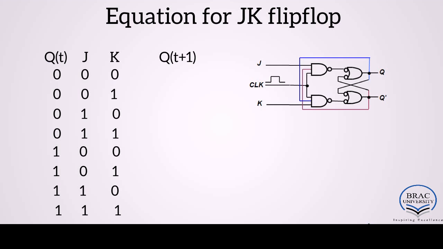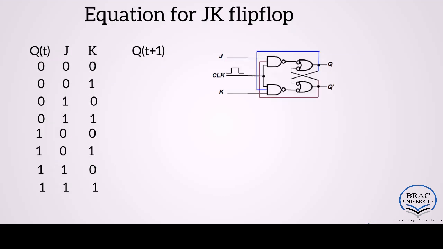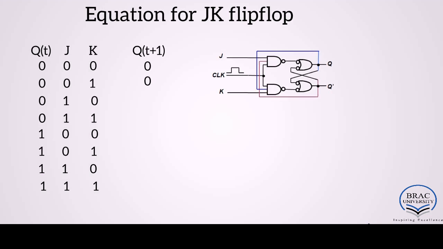In the first combination, J and K are both 0. So there is a no change operation. So the value of QT and QT plus 1 will be equal. Since QT is 0 here, QT plus 1 will also be 0. Next we have 0, 1 for JK. Since this is the reset operation, our output QT plus 1 will be 0. In the third combination, J is 1 and K is 0. Since this is the set operation, the output QT plus 1 becomes 1.